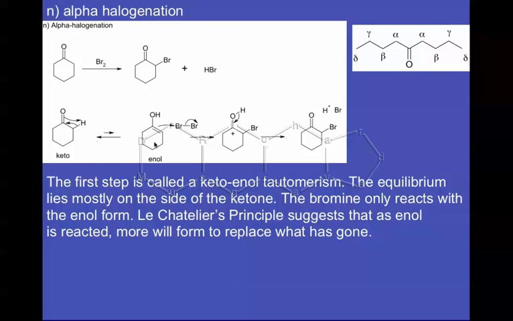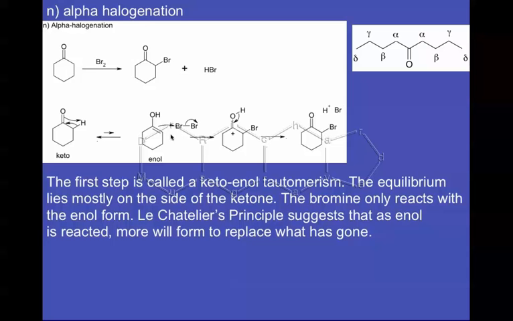Now generally speaking, it's known that enols are more reactive than the keto form, and it's the enol form that's actually going to react with the Br2. Now when it reacts, it's going to form a bond with the bromine and kick out Br negative, and then electrons from the OH bond can come in and reform the C double bond O.